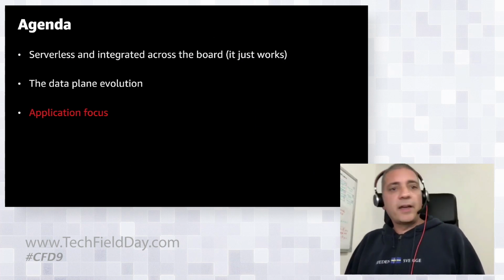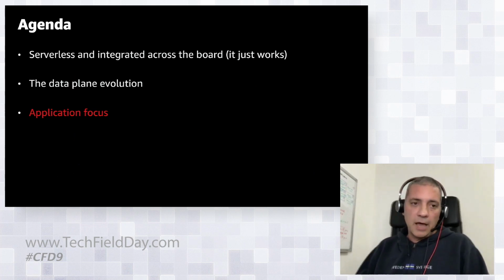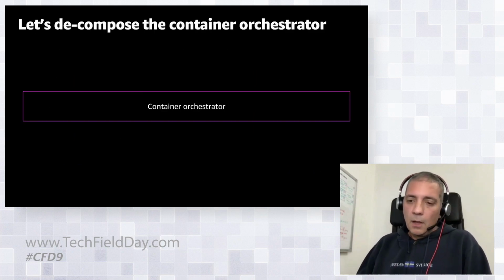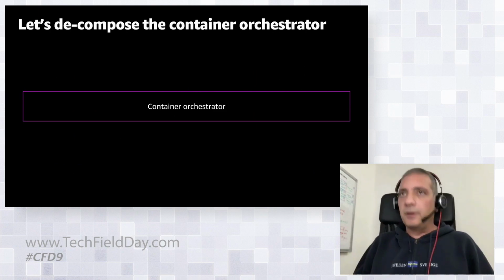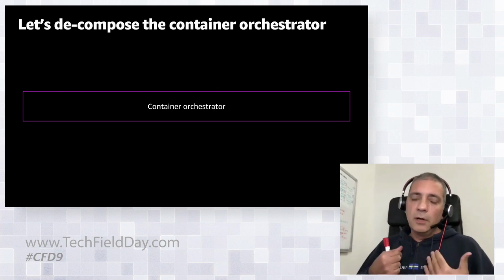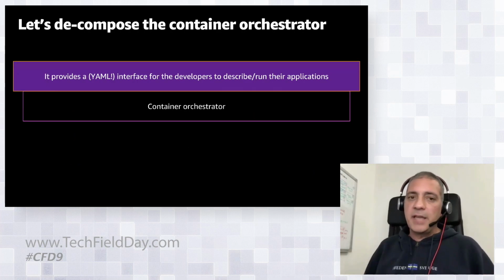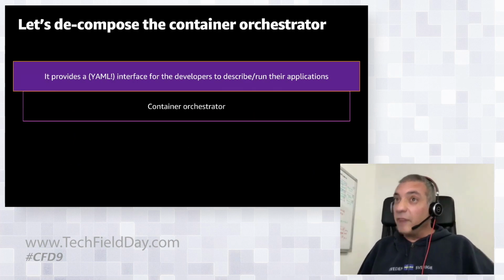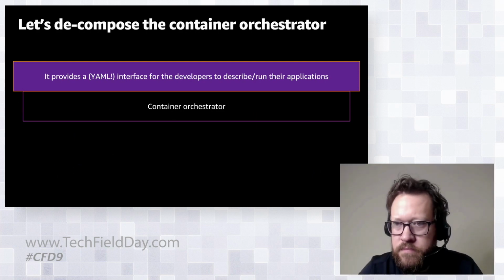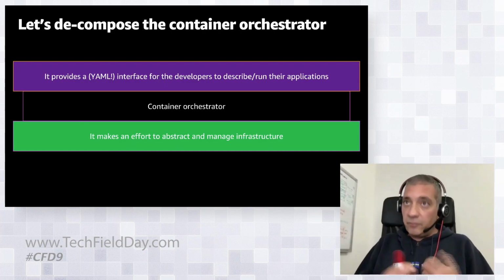I want to move very quickly to the application focus, the third and last dimension that I wanted to touch upon. We discussed this notion of the container orchestrator, right? If you decompose a container orchestrator, it does two things. It provides a YAML interface for the user, the developer, to define their application. And the second thing it does is make an effort to abstract and manage the infrastructure underneath.